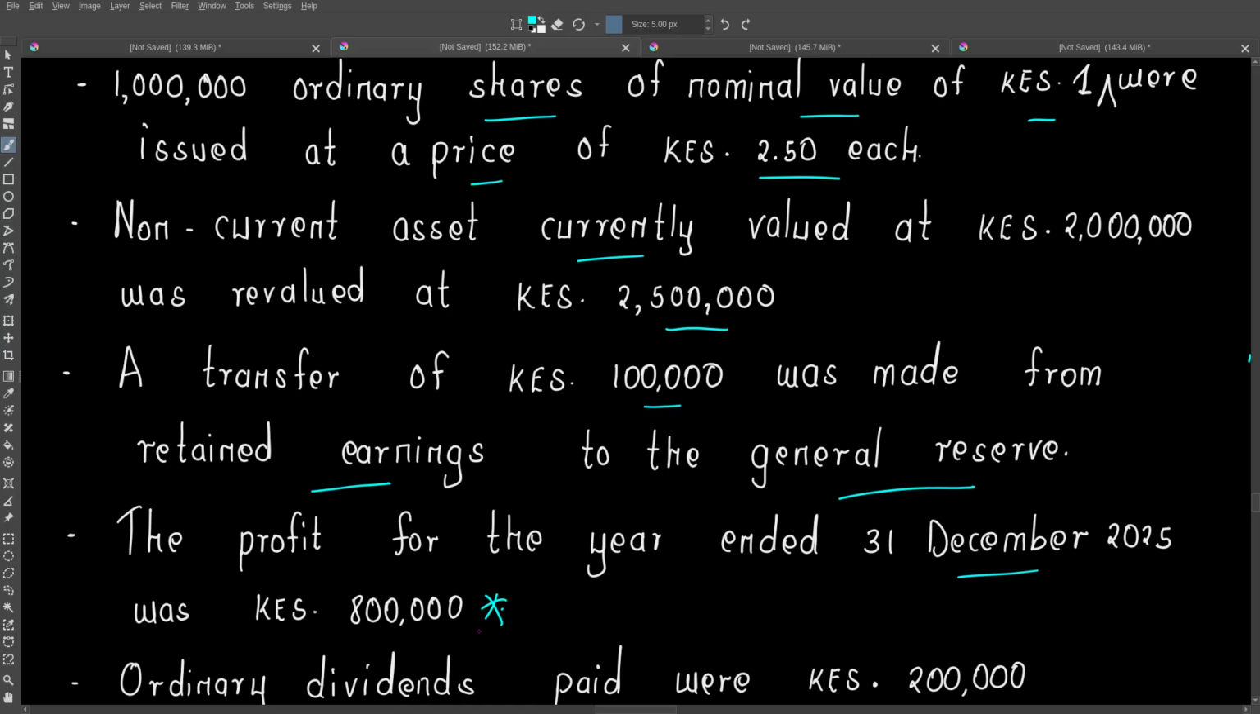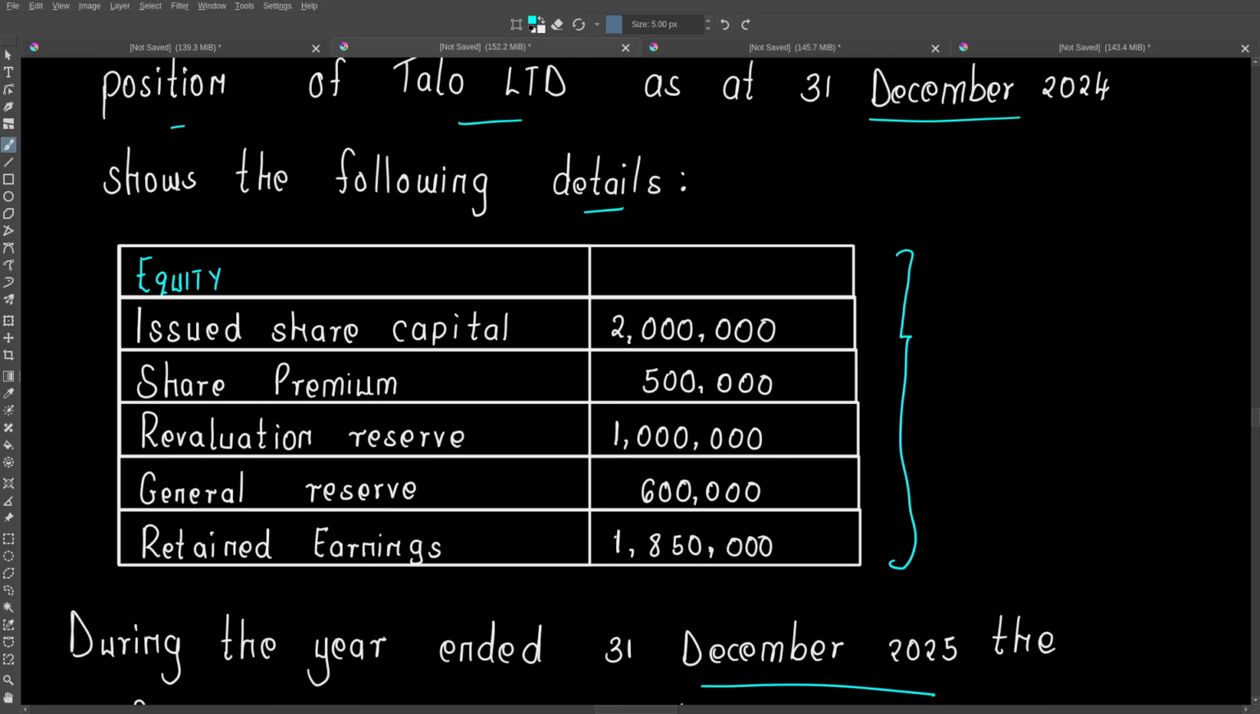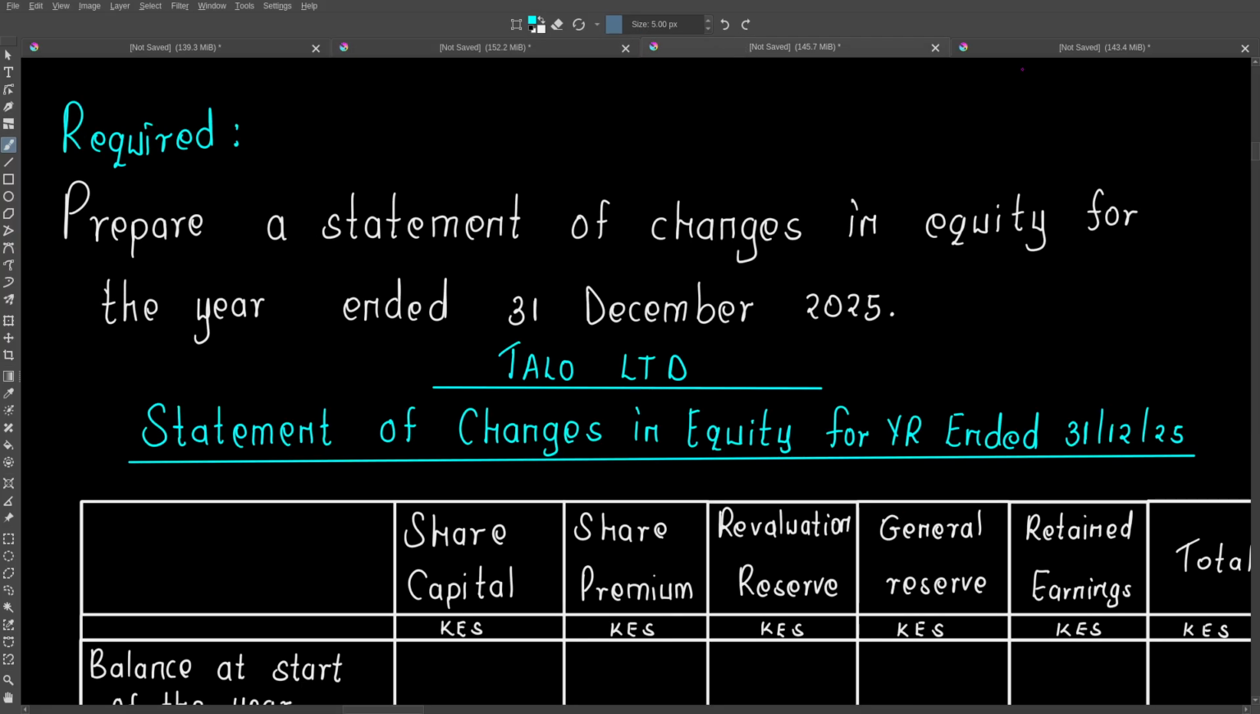Then the profit for the year ended 31st December 2025 was Kenyan shillings 800,000. This is basically coming from the statement of profit or loss and other comprehensive income. When you prepare it, you first get the profit for the year, which is very advisable. You prepare your balance sheet, then prepare your statement of profit or loss, then come to the statement of changes in equity. Then ordinary dividends were paid. Ordinary dividends paid were Kenyan shillings 200,000. Our question is to prepare a statement of changes in equity for the year ended 31st December 2025.